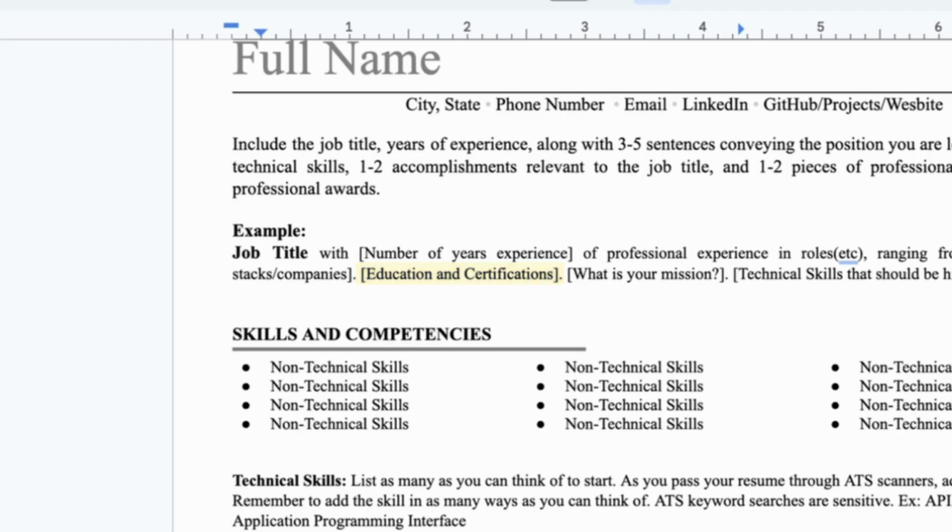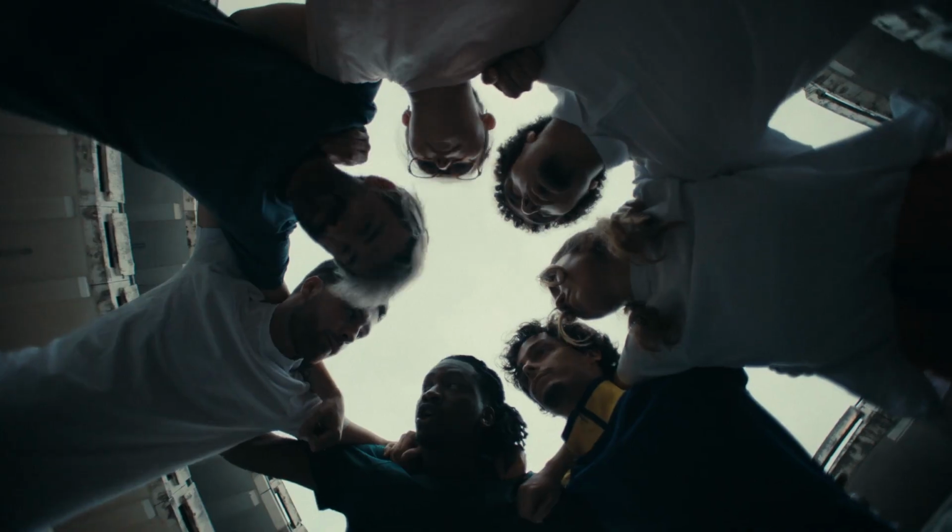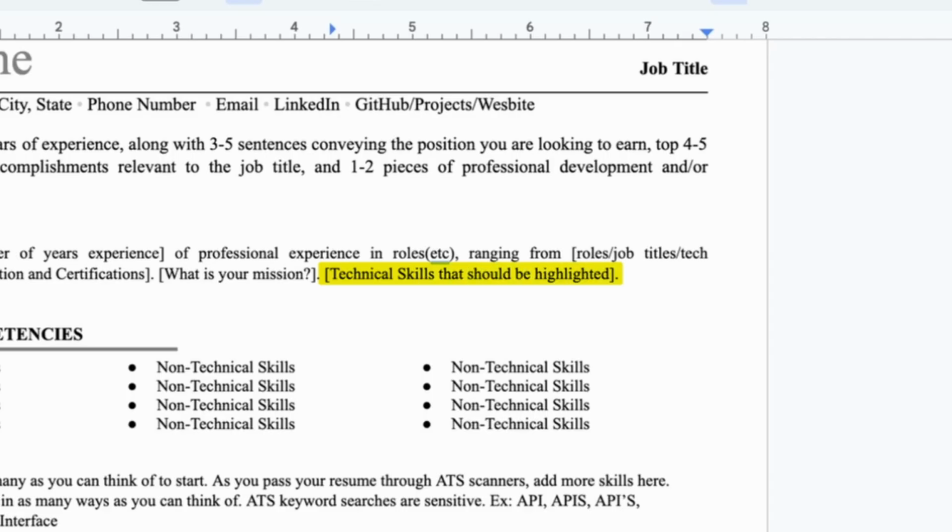Then you also want to go into what your mission is. So what do you stand for? What problem are you trying to solve? What types of teams or culture would you like to be a part of or create? And then you also want to talk about the technical skills that are really, really interesting. And that's essentially the summary.